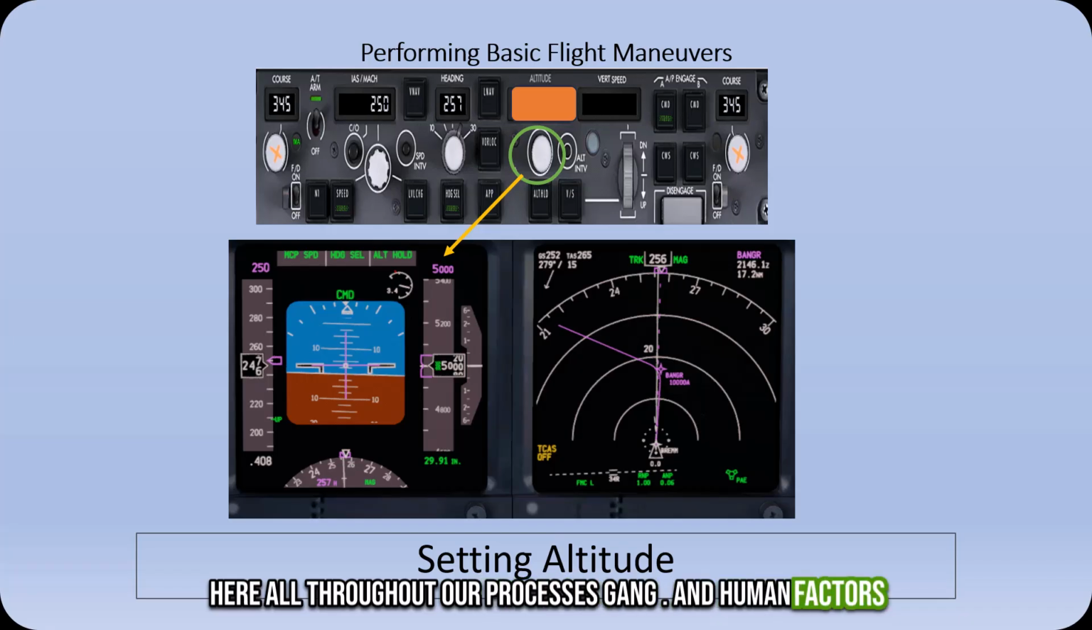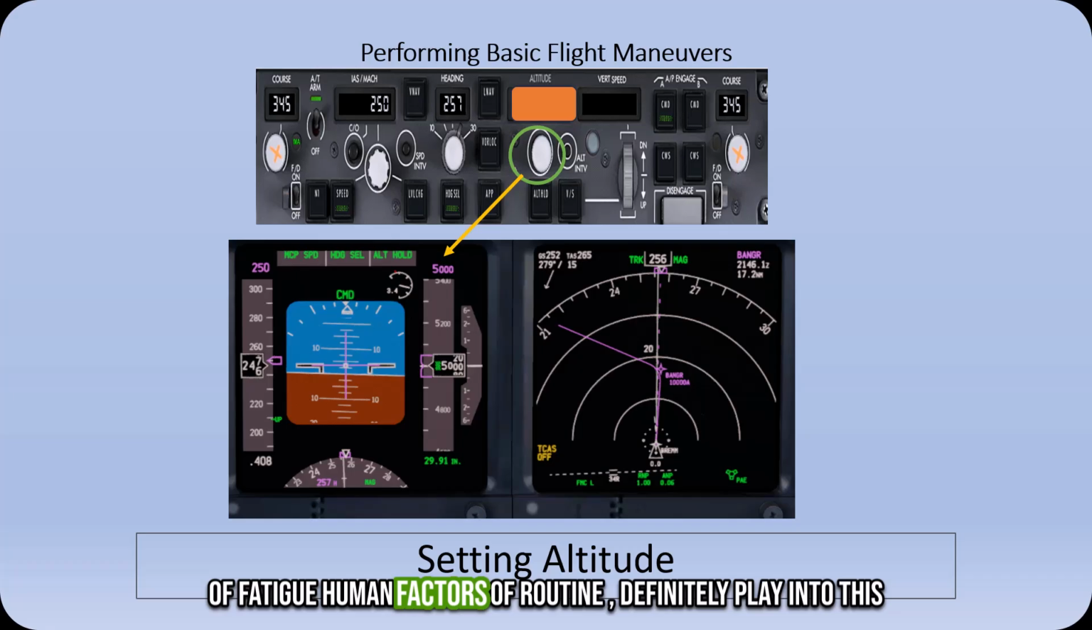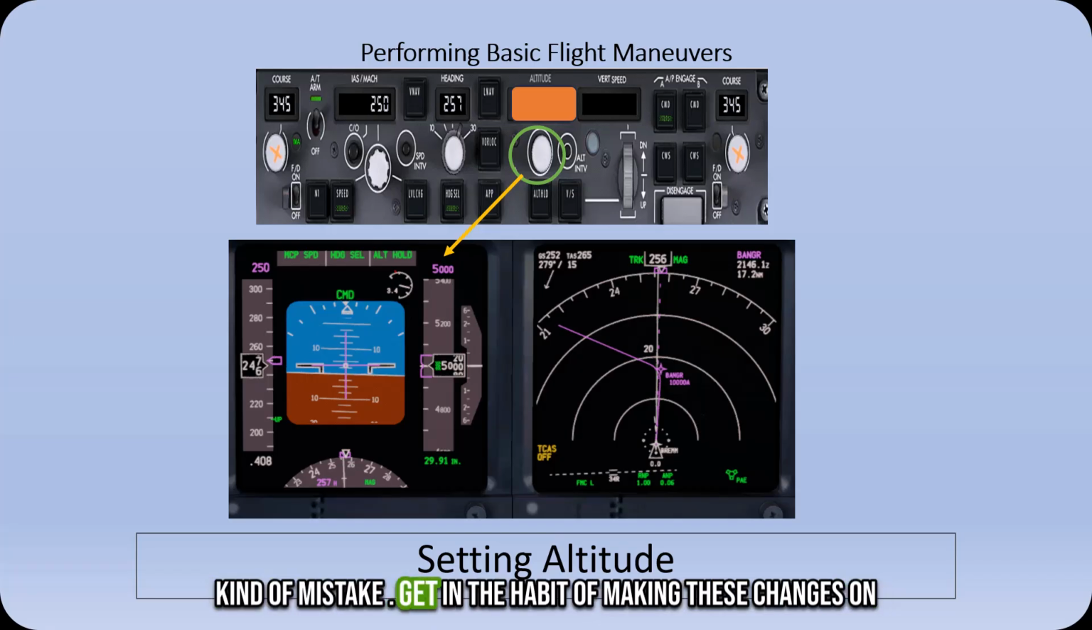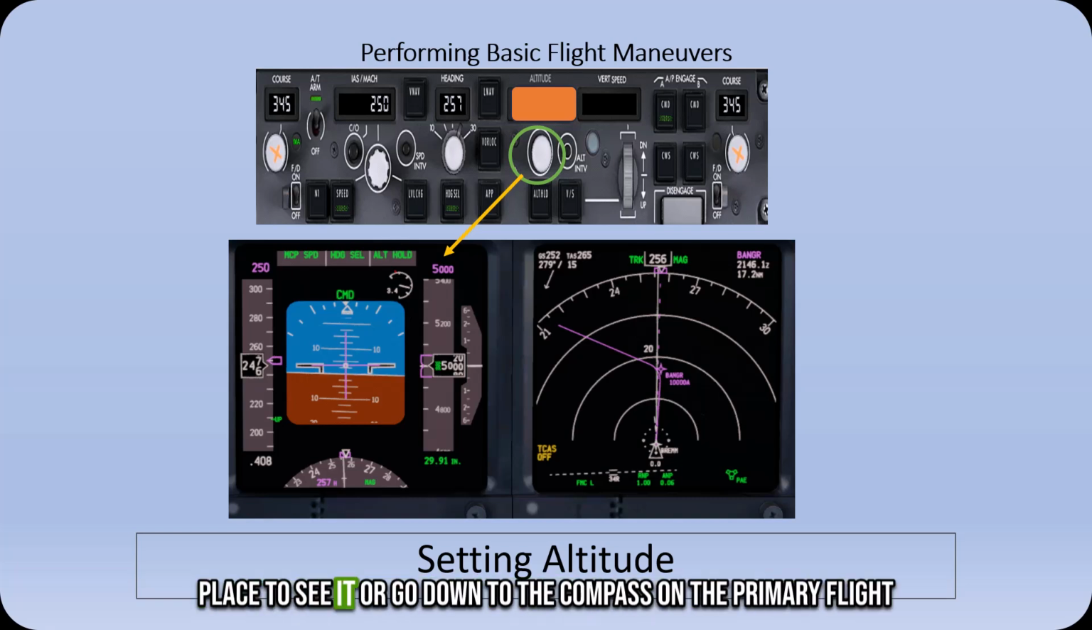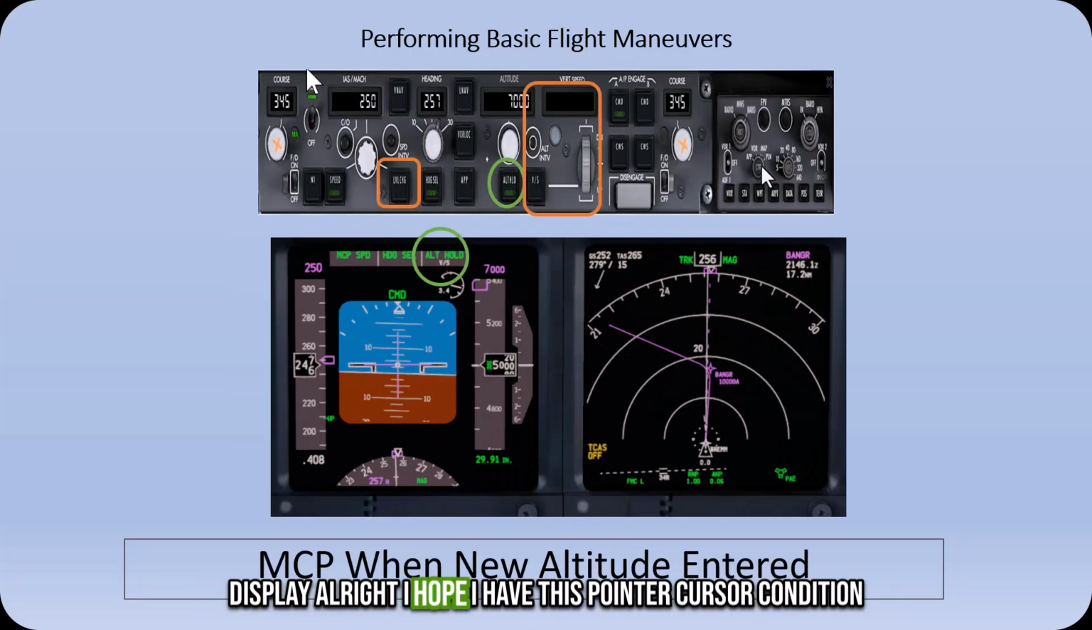Human factors of fatigue, human factors of routine definitely play into this kind of mistake. Get in the habit of making these changes on the flight instruments, and in case of heading, on the map. If it's within that 45 degrees, that's the best place to see it. Or go down to the compass on the primary flight display. All right, I hope I have this pointer cursor condition corrected here.